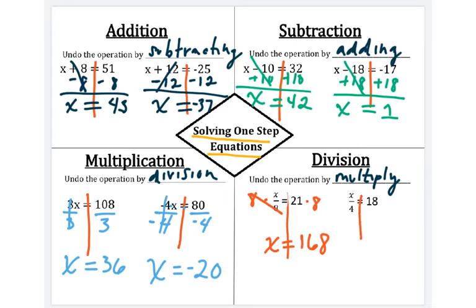So we'll do that one more time. As always, we start by drawing our border. This is saying x divided by 4 equals 18. We need to undo division, so we're going to multiply times 4 and multiply times 4. Division and multiplication are inverse operations. That leaves us with x equals 18 times 4 is 72.